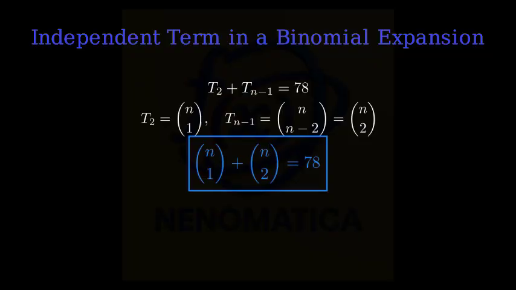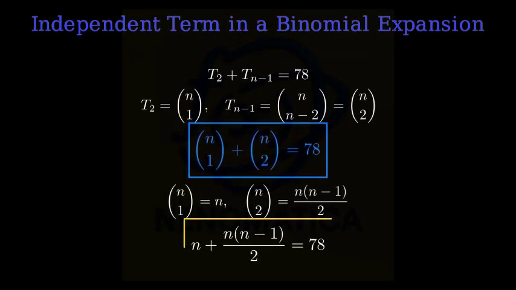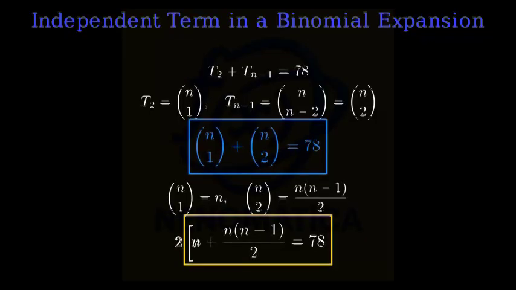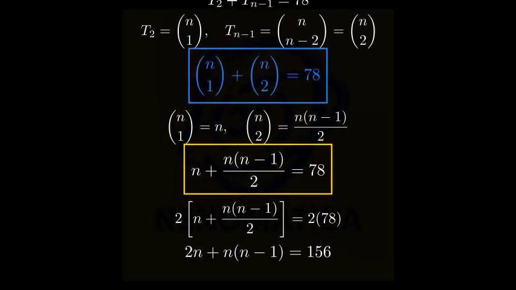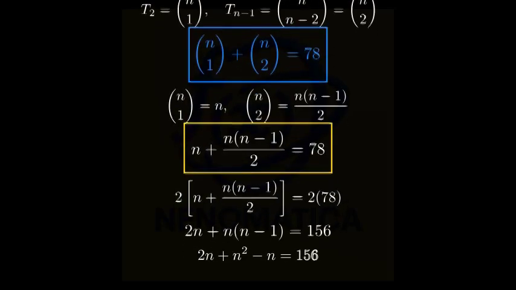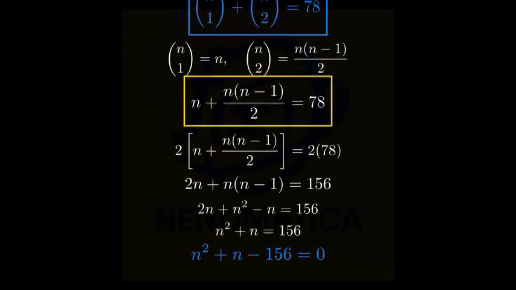Step 2. Express the combinations with factorial formulas. N choose 1 equals n, and n choose 2 equals n times (n minus 1) over 2. So we have n plus n times (n minus 1) over 2 equals 78. Multiply both sides by 2 to clear the fraction. That gives 2n plus n times (n minus 1) equals 156. Simplify to n squared plus n minus 156 equals 0.